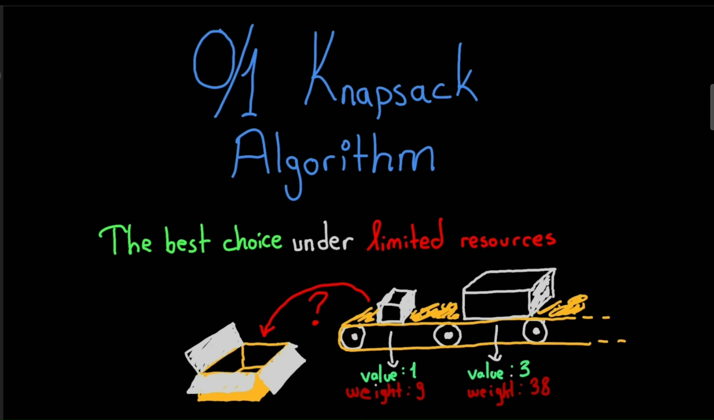The knapsack problem shows up anytime we want to make the best choice under limited resources. Think of it like putting items in a box. Each item has a value and a weight. The box can only hold a limited amount, so we can't take everything. Our goal is to pick the combination of items that gives us the maximum total value without going over the weight limit. This simple idea is used in lots of real-world situations, such as budgeting money, scheduling tasks, resource allocation in operating systems, or even portfolio optimization in finance.